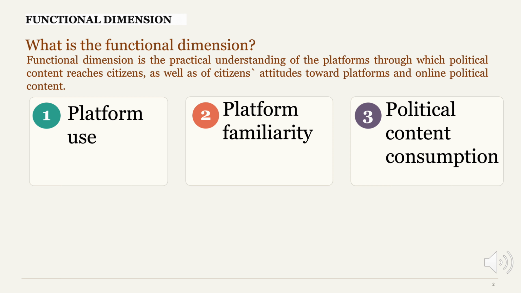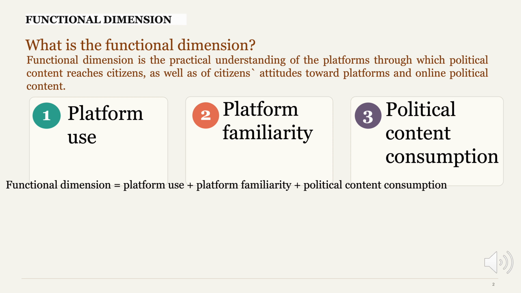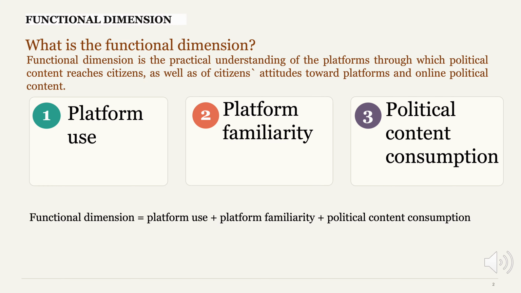In this module, we break the functional dimension down into three connected elements: platform use, platform familiarity, and content consumption. The key idea is that the functional dimension is the foundation of digital political literacy. Before you decide to trust a piece of political content, question, or share it, you first need to understand how it appeared in front of you in the first place. That's what this dimension is all about.